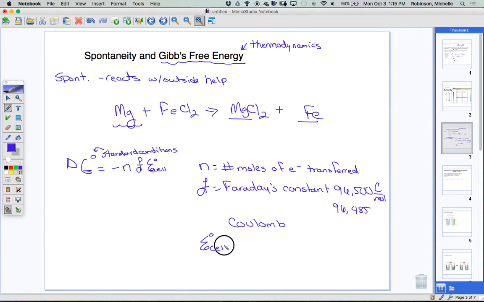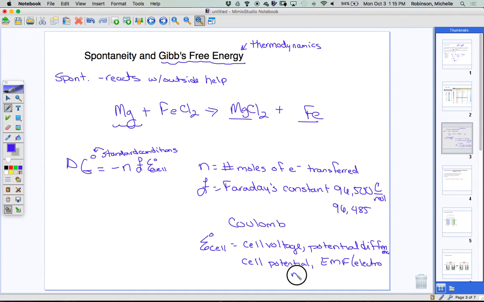And then E of the cell is the what? The same thing you've been finding. It's the cell voltage. What are some other words for cell voltage? Potential difference, what's another word? Cell potential. Electromotive force, right. And the EMF, which is electromotive force. I can't fit all that in. All right, so all those things mean the same thing, right? Just whatever particular book or author you're looking at.